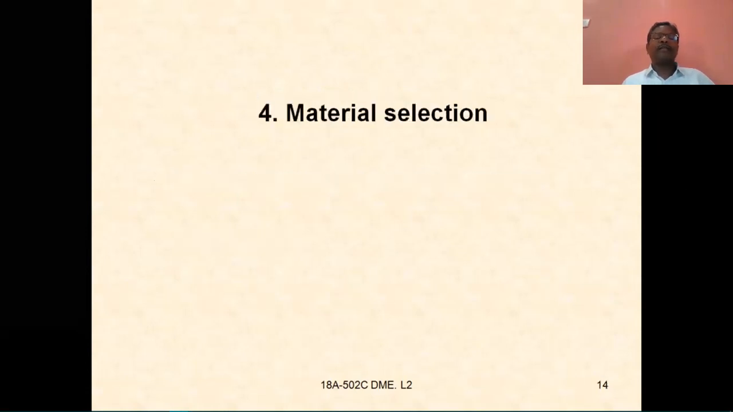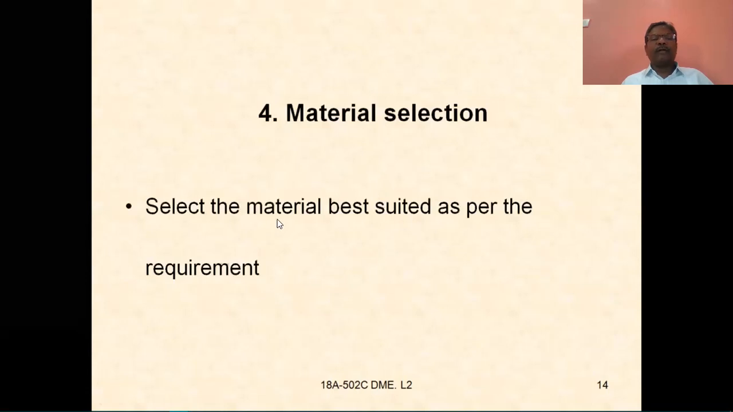That is the first step. And next is material selection. One of the most important steps is material selection. That means select the best suited material as per the requirement. The material should have sufficient strength to withstand the forces acting on each element of the problem. That means the important parameter or factor is the material selection. That's why the success of any designer mainly depends on material selection.